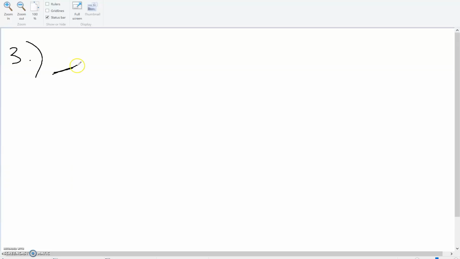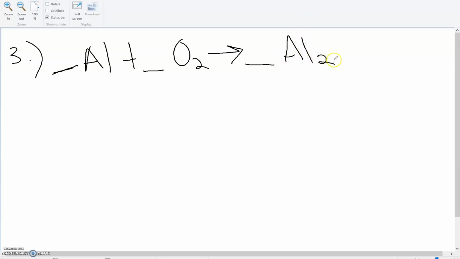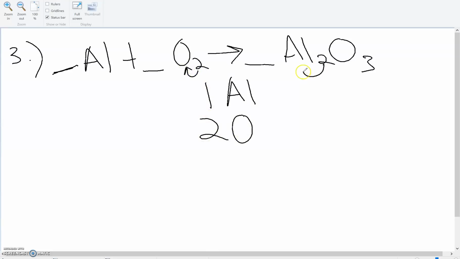So I'm going to copy it down. I have a line for the coefficient, Al plus O2 yields our products of Al2O3. All right, let's write down we only have 2 elements here in this equation. We have aluminum and we have oxygen. On the reactant side, I have 1 aluminum and I have 2 oxygen. On the product side, I have 2 aluminum and I have 3 oxygen.